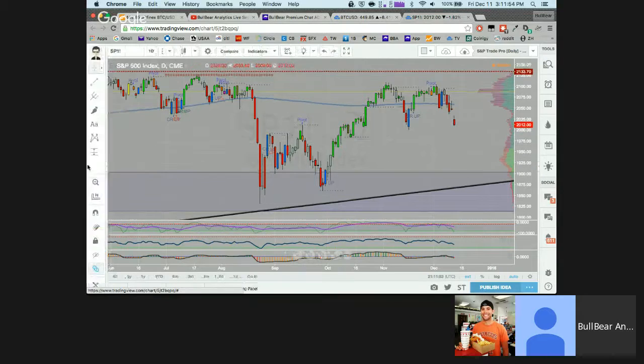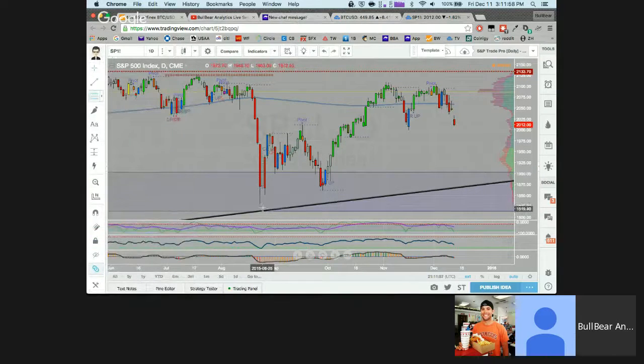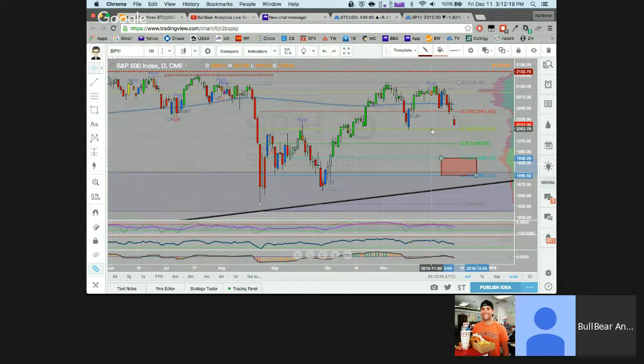And we'll draw our levels. Let's go ahead and get our fib retracement back out here. And so just like on the Bitcoin chart, where we went from the high to the low, here we'll go from the low to the high, right in here. And we'll grab our rectangle and delineate our OTE zone here.